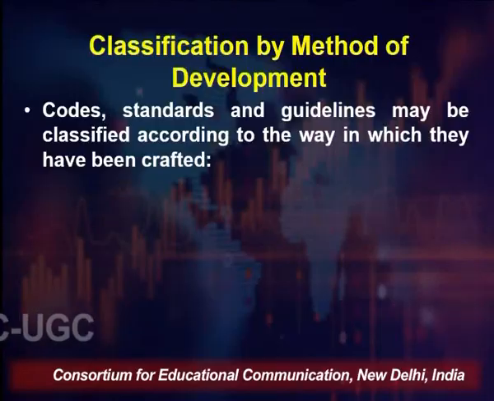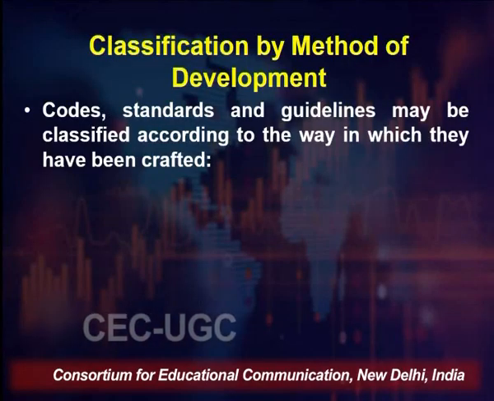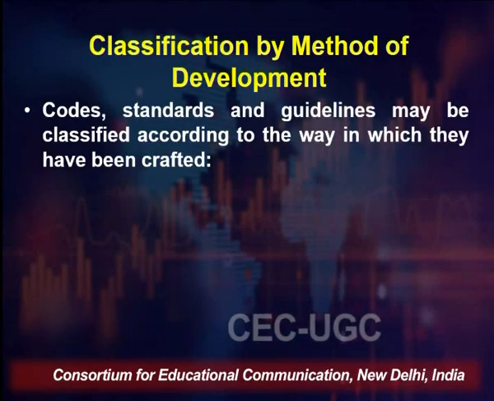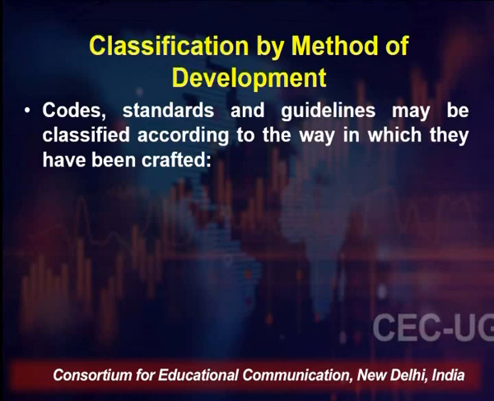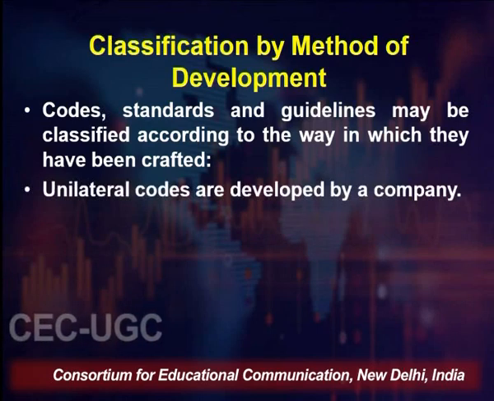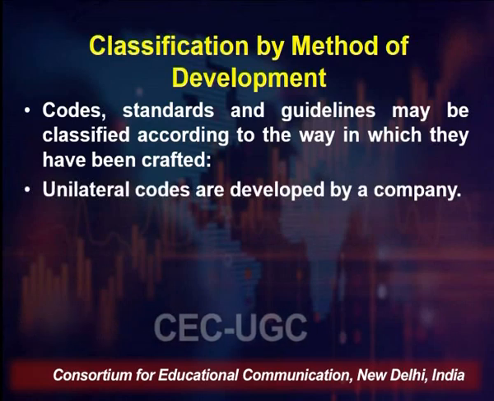Now the next classification can be classification by method of development, the way those rules and regulations are being crafted or drafted by a company. So that method of development can also become a basis for classification. So codes, standards or guidelines, whatever nomenclature you assign to them, they can be classified also according to the way in which they have been crafted. And if we look at the way they are being designed, there can be multiple ways.